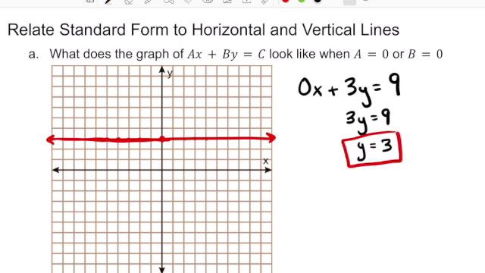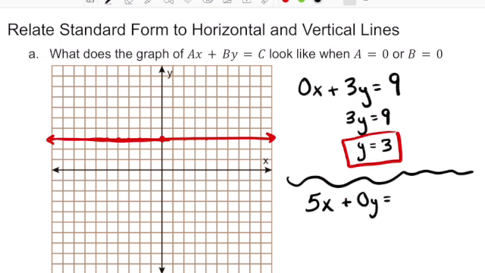Now we will see what happens when b is 0. So we will have 5x, I'm just making up a number, plus 0y equals negative 20. Well, the b is 0, so we don't have to write the y term. We can just write 5x equals negative 20. And if we divide by 5, x equals negative 4.